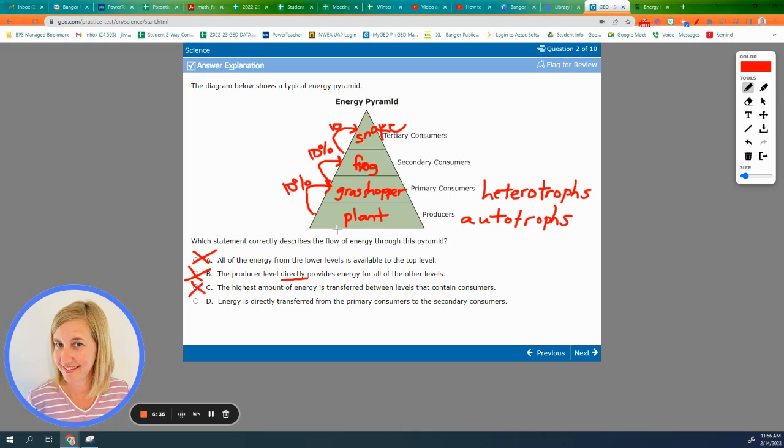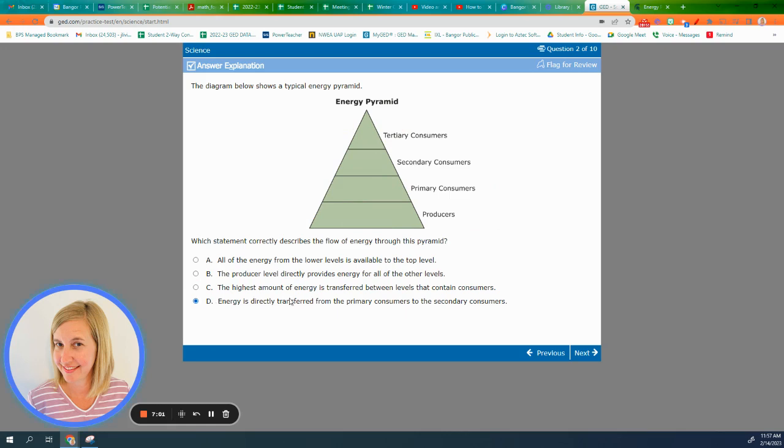And answer choice D, we've eliminated all the rest, so hopefully this one looks good. Energy is directly transferred from the primary consumers to the secondary consumers. In order for energy to be directly transferred, it must be between two levels that are one on top of the other. And that is the case from primary to secondary consumers. And so answer choice D is our answer there.